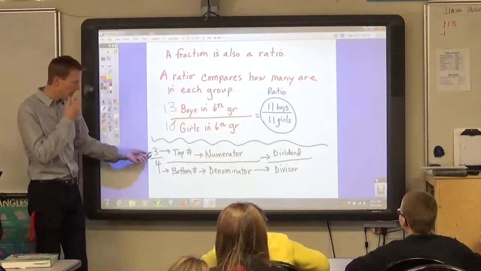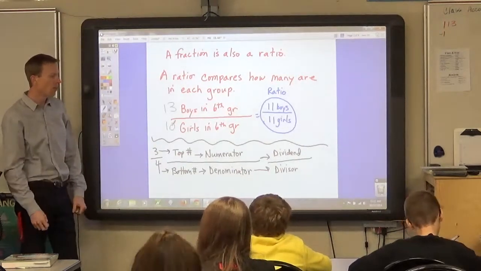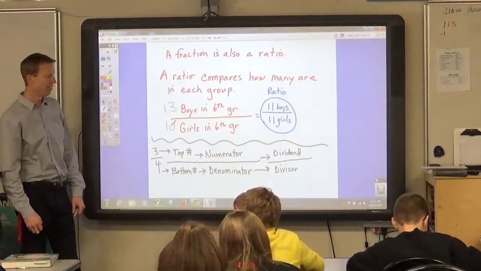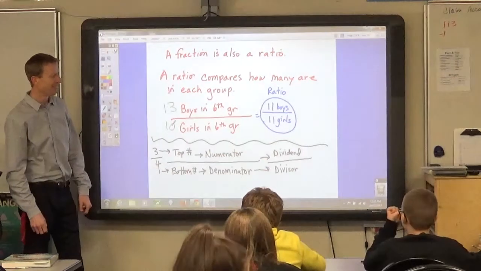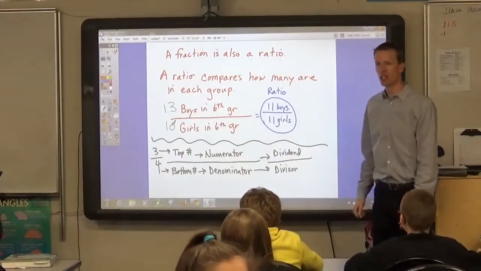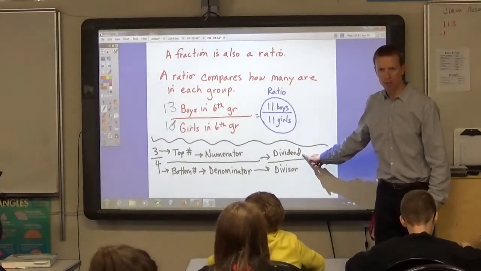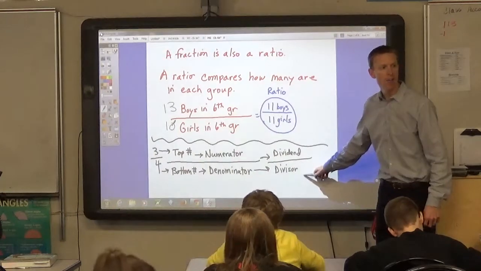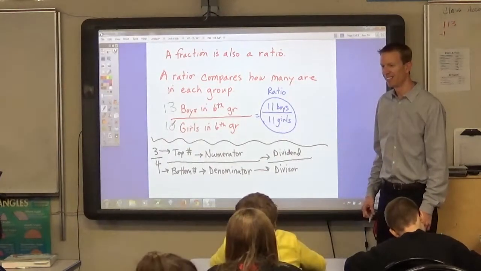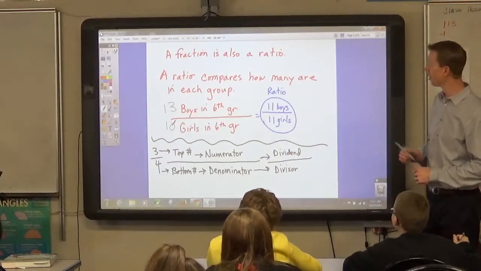Once again, the top number in a fraction is called the numerator, and the bottom number in a fraction is called the denominator. The denominator. It's the bottom number. Now, fractions can also mean division. So, the top number in a division problem is called the dividend. And the bottom number is called the divisor. Right. So fractions can also give us a division problem. It's a way of writing division.